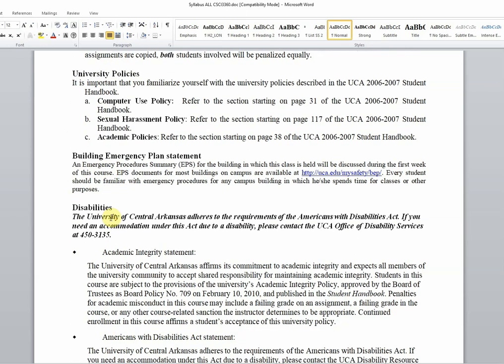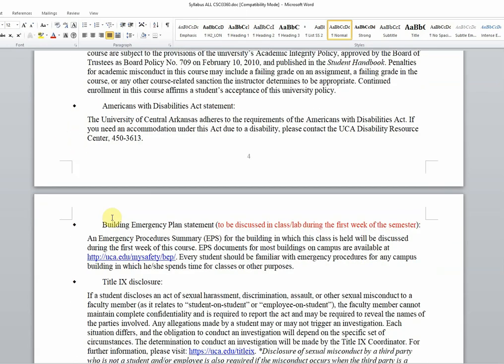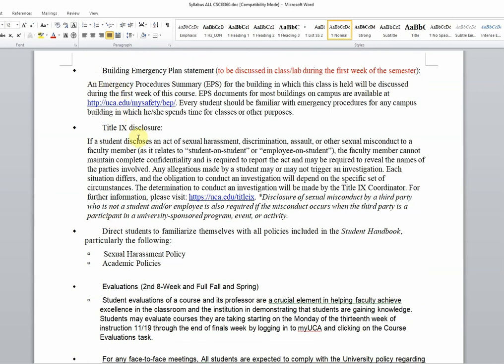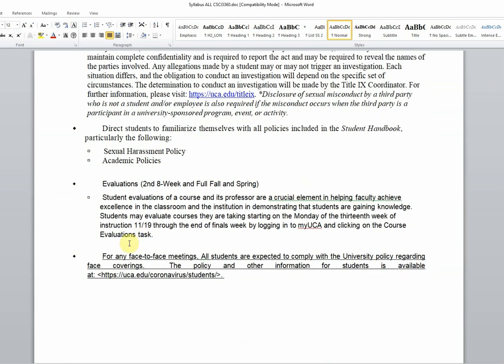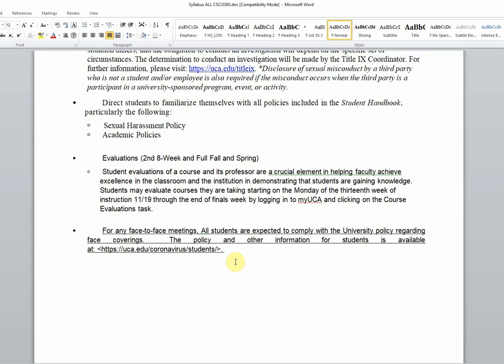University policy, building emergency policy, etc. One special thing: all the Title VI harassment and evaluation items are there. I have only added one special thing, and you'll probably see this in all of your other courses. Face-to-face meetings: all students are expected to comply with UCA policy regarding face coverings. That's very important to protect yourself as well as myself if we end up with some face-to-face meetings. So this is something important for you to pay attention to.